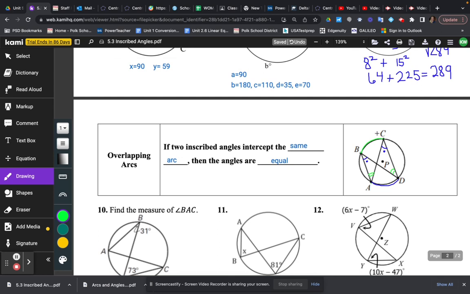Same arc, right? Well, what do we know? That those two, it's like an upside down mask, are also going to be equal to one another. So I put the little marks on that to help.